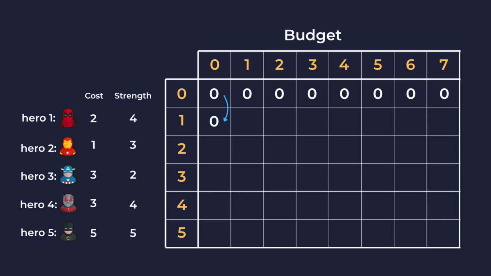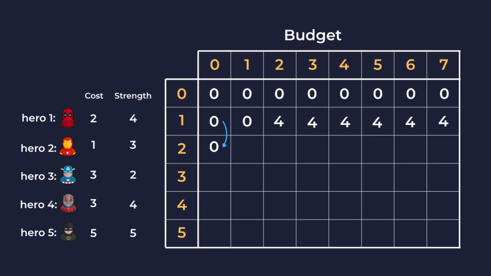Deadpool costs 2, so we keep the current best value for budget 0 and 1. For budget 2, we have room to hire Deadpool, so we compare don't hire, which gives us 0, versus hire Deadpool, which gives us 4 plus 0. Since 4 is bigger, we write 4. If you don't understand why I added 0, check the first example. The rest of the row continues with 4.